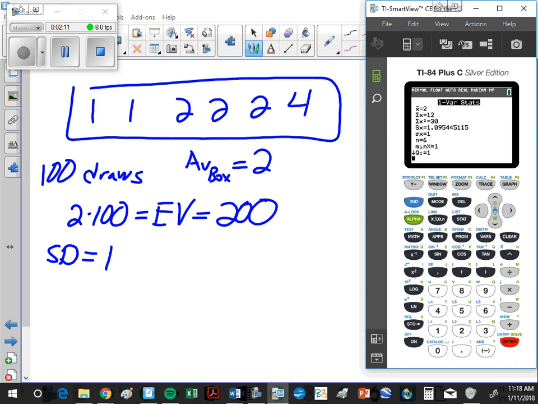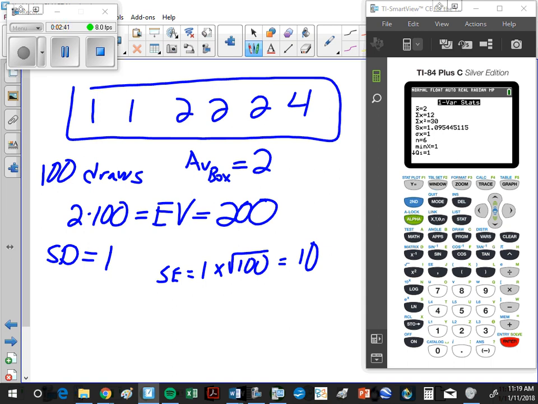Okay, so the SD is 1, and then the SE is 1 times the square root of the draws, so I get 10. So I would expect 200 if you played this game, and you would be off by about 10. 68% of the people would be off by 10. Okay. C, the chance that the sum will be bigger than 250.